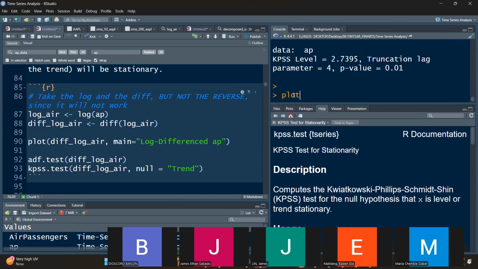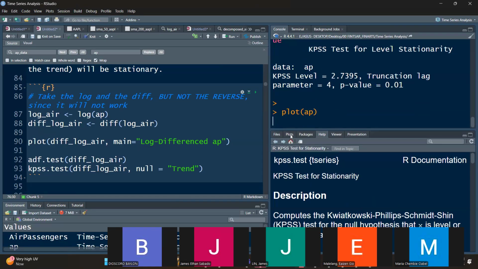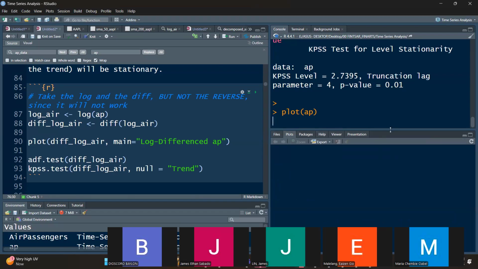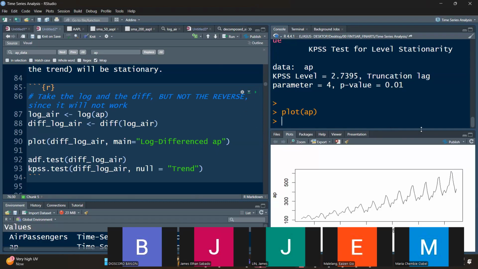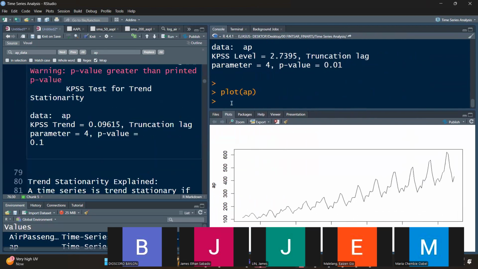Okay, let me plot this again. Taking long again. Here, we know that our airline passengers, AP passengers, has a trend. So what's one of the most popular transformations, because we need to transform our data in order to remove the trend. So let's create an object called DAP, and that DAP is the difference of your AP. And let's plot DAP.